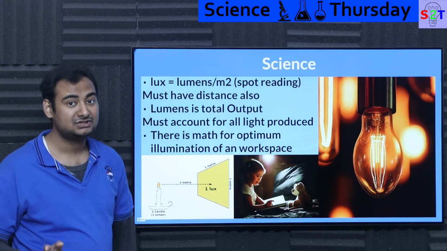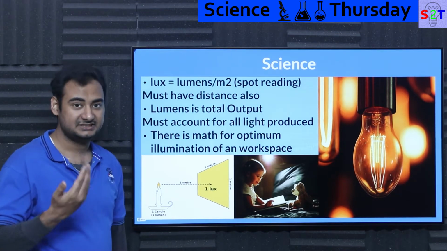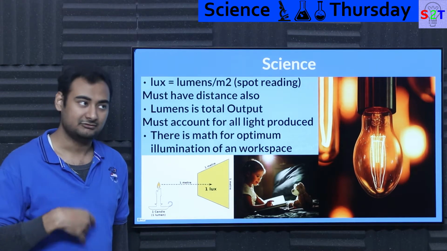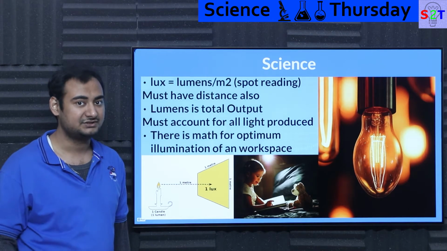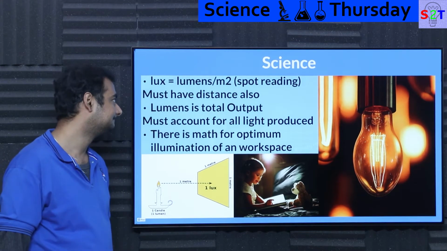Lux does not mean much without distance added to it, and lumens is total output. How you spend it is up to you. You can have reflectors, you can have diffusers, things of that nature to tame the light if you want to.